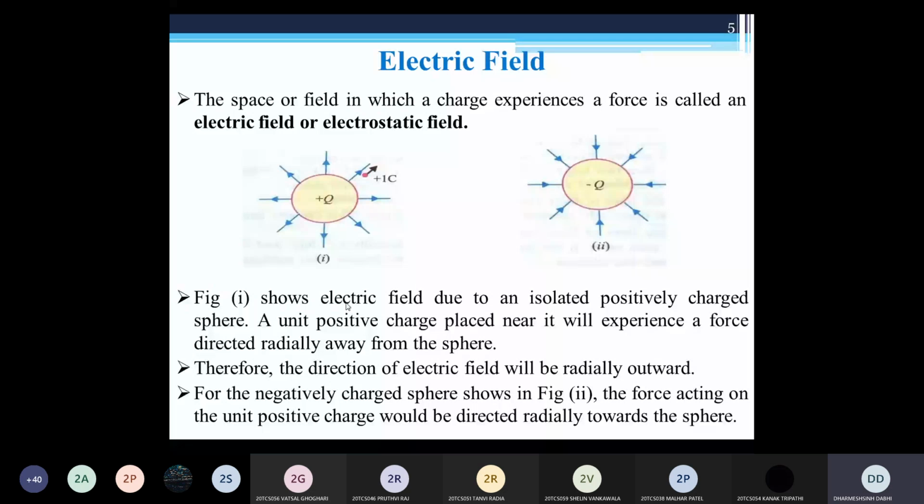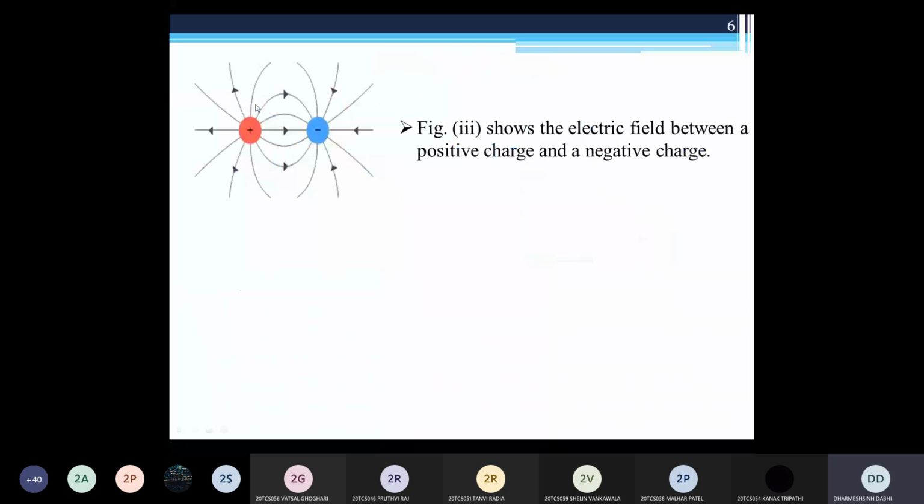Then you can see this figure: two opposite charges, positive and negative, placed near each other. The direction of the electric field between the positive and negative charge: at the positive charge, it is away from the sphere, and at the negative charge, the direction of the electric field is towards the sphere. That shows the direction of the electric field when two opposite charges are placed near each other.